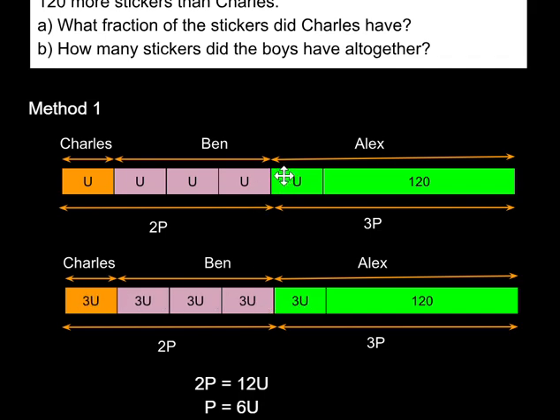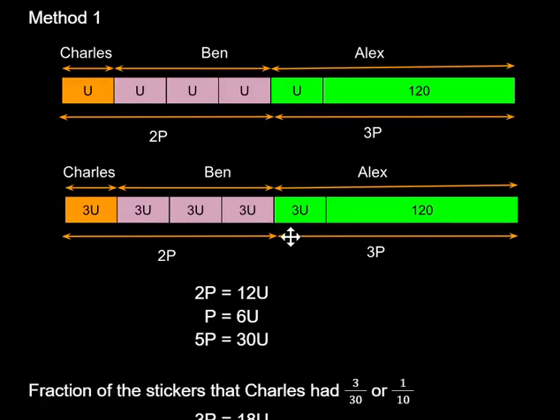It's as good as using a knife and cutting this U into 3 pieces, and this U into 3 pieces. Same thing for 120, 3 pieces will be 40, 40, 40 each. So now it becomes very neat. We can say that 3U plus 120 is equal to 3P, and we also have 2P here is equal to 3, 6, 9, 12U.